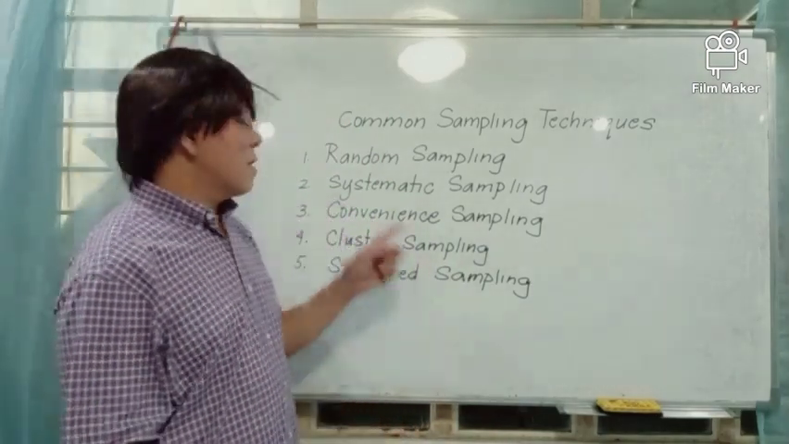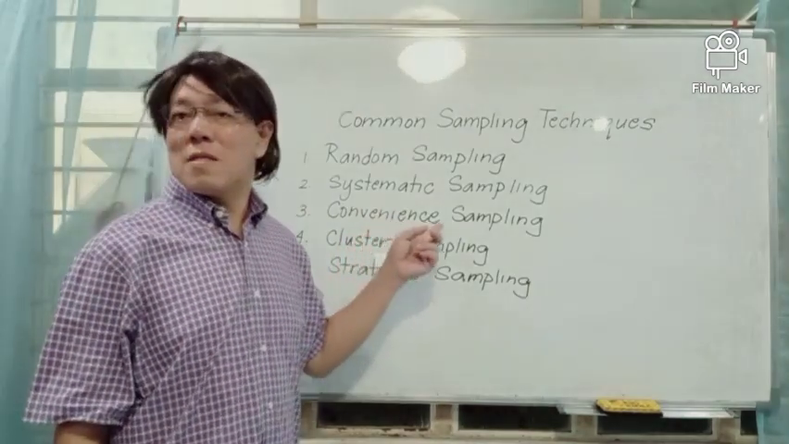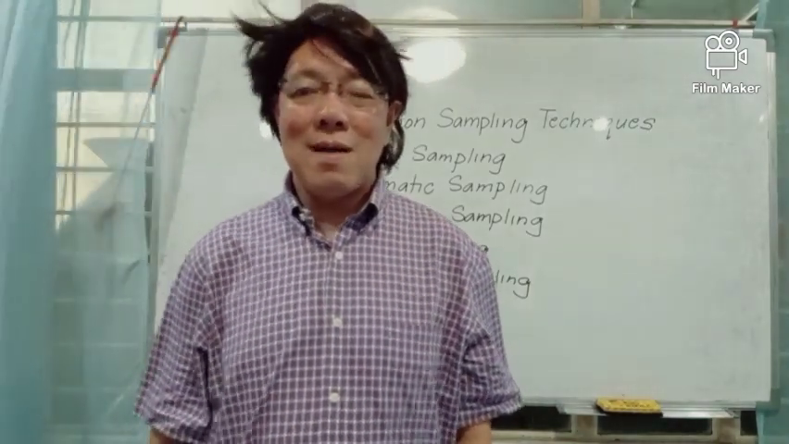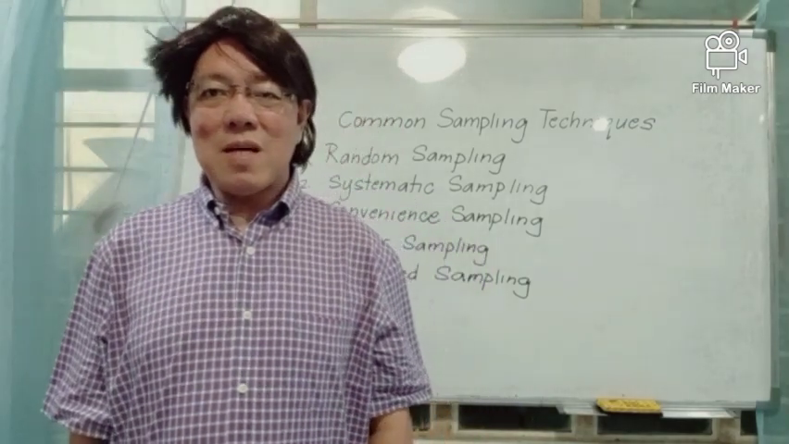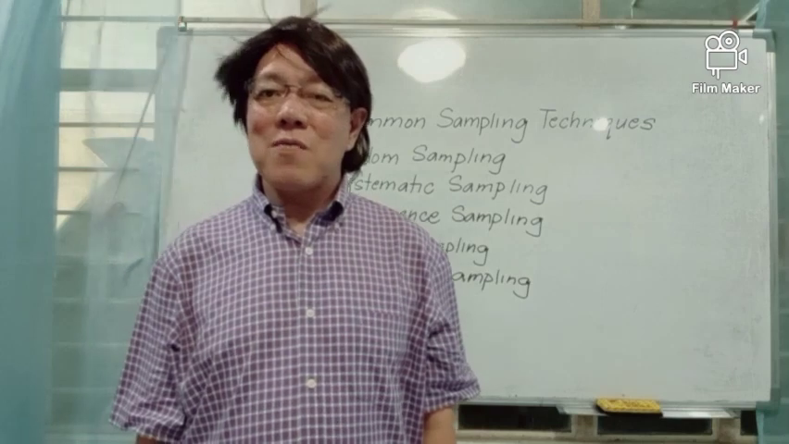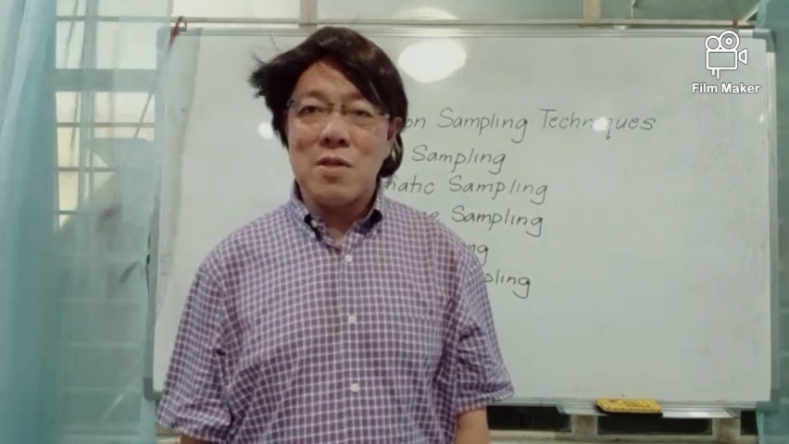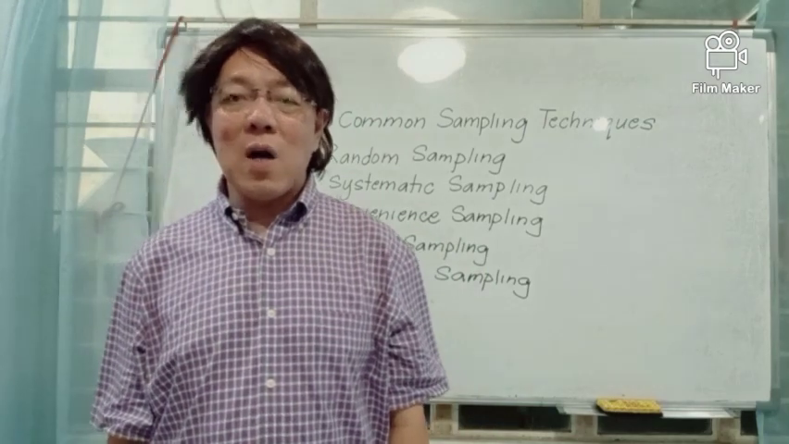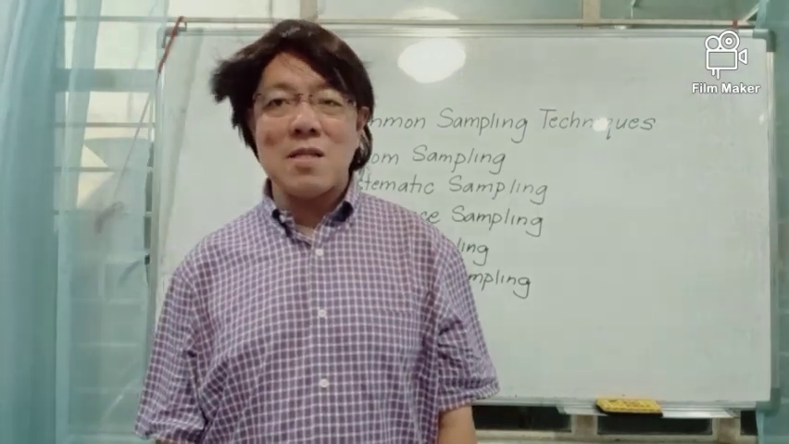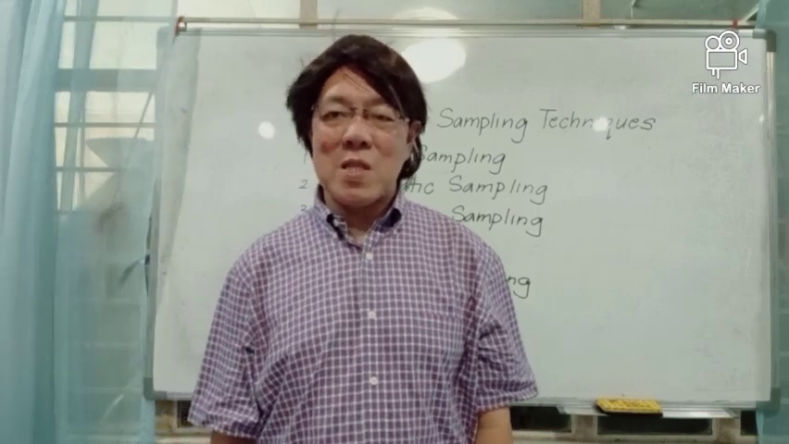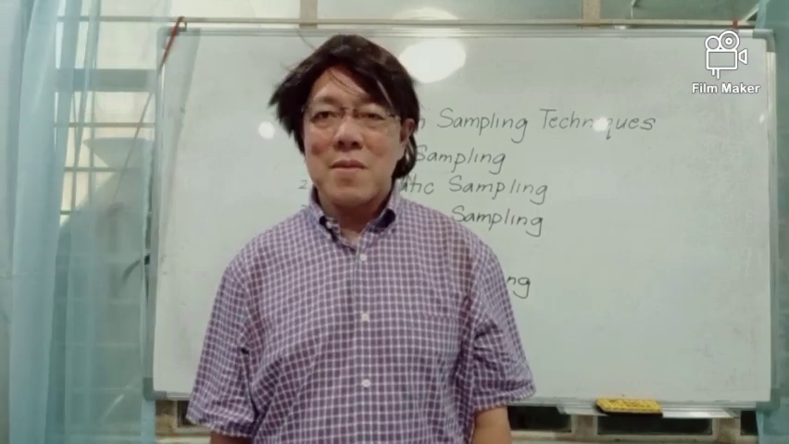And as the word convenience implies, this method is convenient for both the participants of the study and the researcher. In convenience sampling, the researcher selects those individuals who are closest and easiest to reach and are readily available to participate in the study.